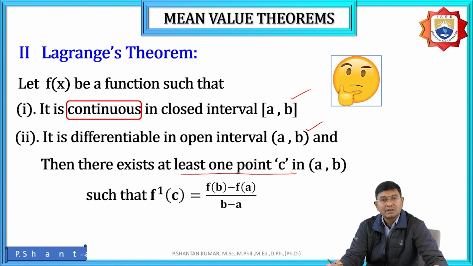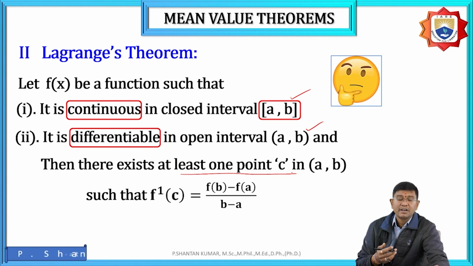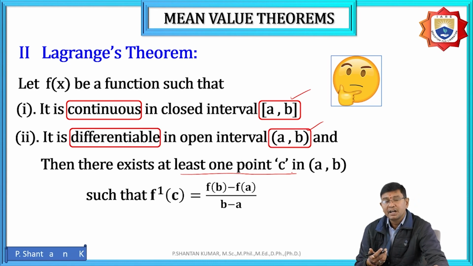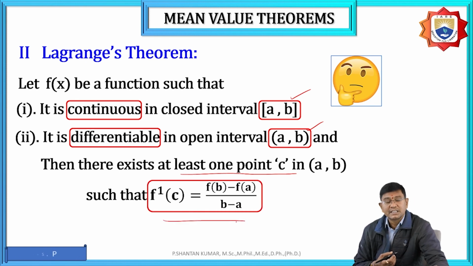That means one is continuous in the closed interval a comma b, and second is differentiable in the open interval a comma b. Then there exists at least one point c in a comma b such that f dash of c is equal to f of b minus f of a by b minus a. These are the conditions.